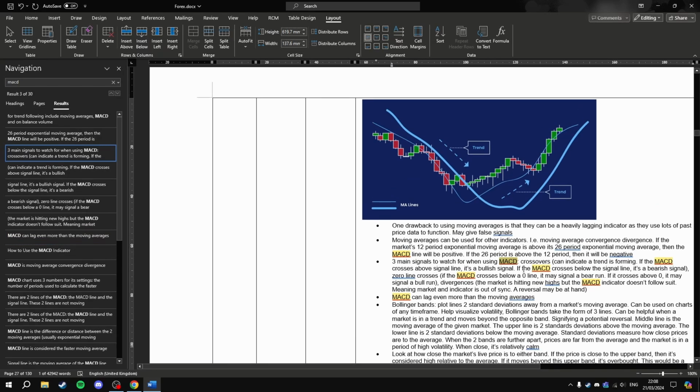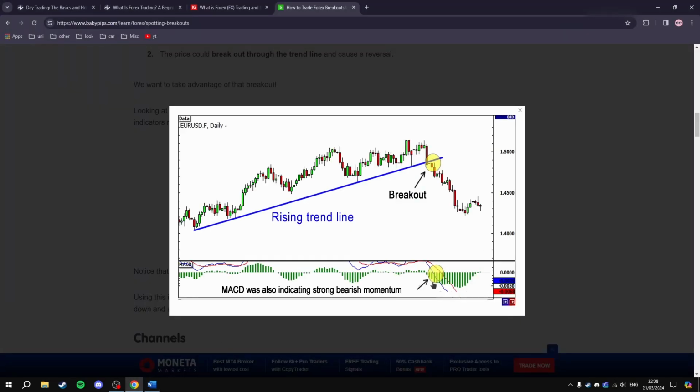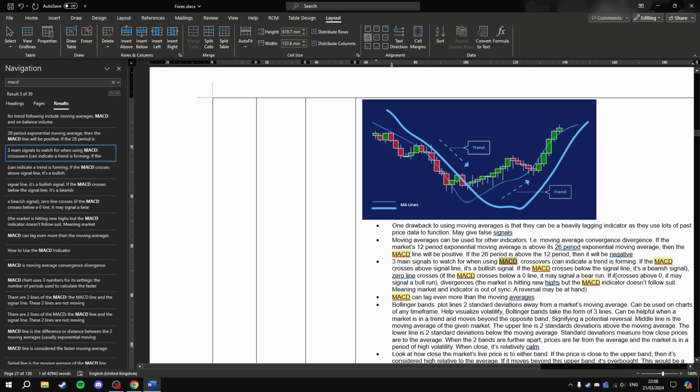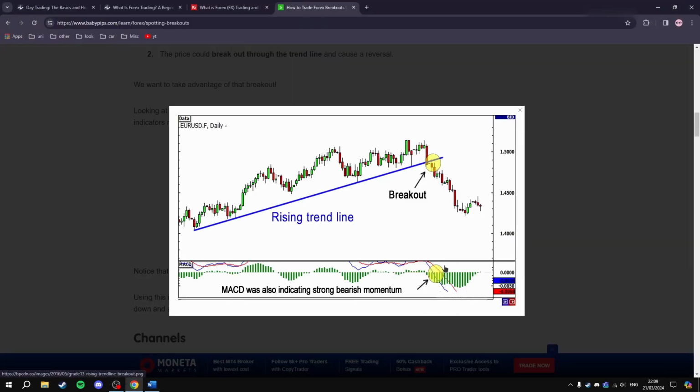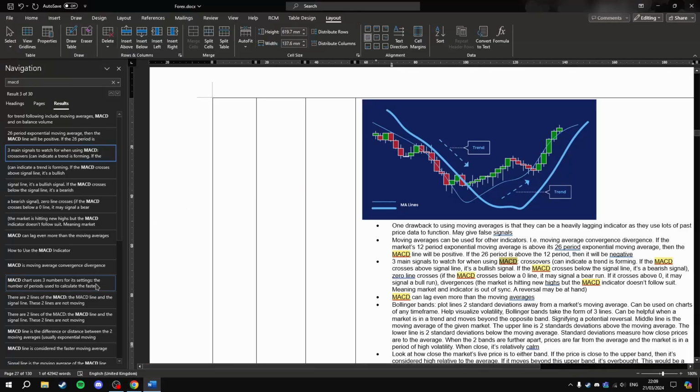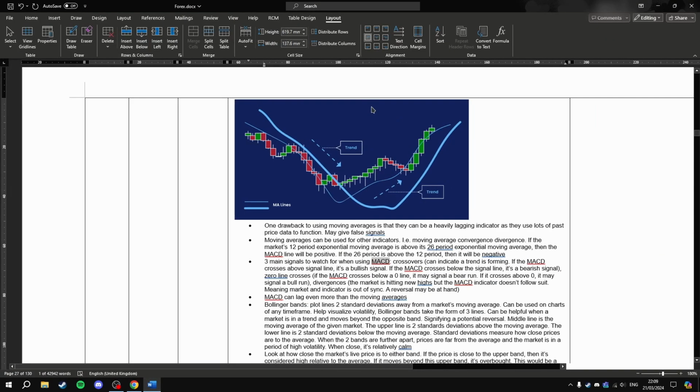Where is this? Moving average. Alright, here we go. So we've got the zero line over here in the middle. Strong bearish momentum. If the MACD crosses below a zero line, it may signal a bear run. So over here, we've got the zero line and then it crosses below the zero, signaling strong bearish momentum. Okay, cool.